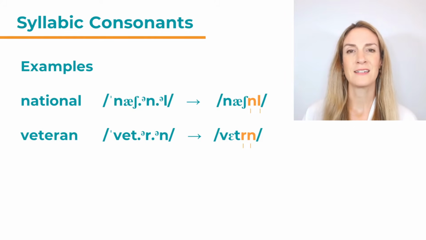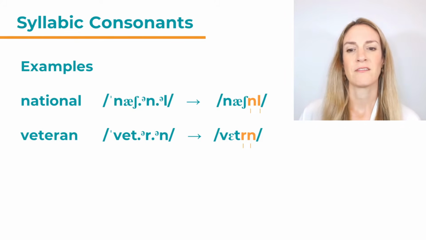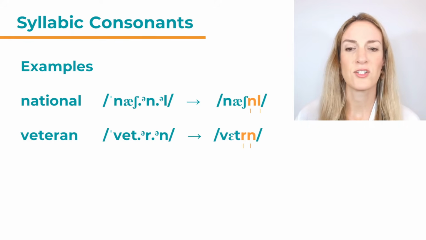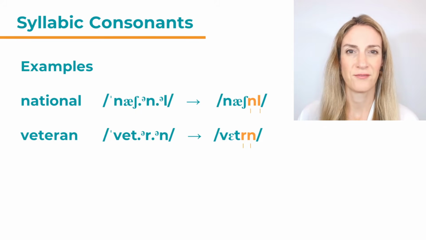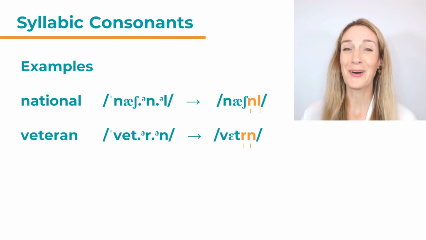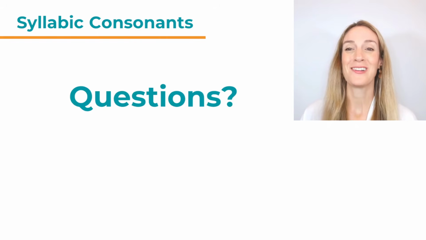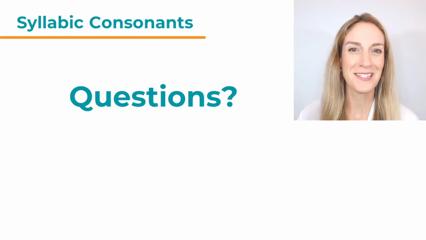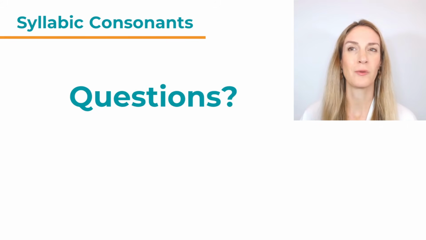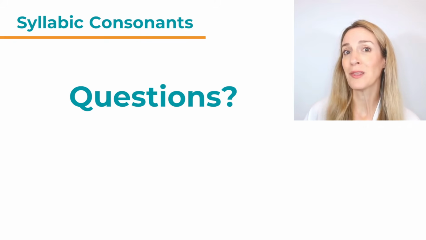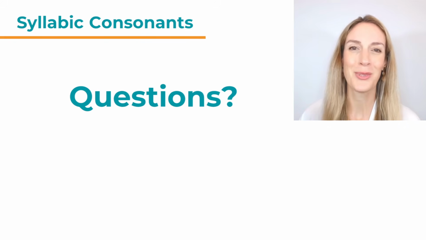And again, second example, veteran. Here, if we say it fast, the 2 schwas are dropped again, and it's just veteran, veteran. Okay, I hope this has helped you to learn more about syllabic consonants. Can you think of some more examples with words that contain more than 1 syllabic consonant? You can put them in the chat.